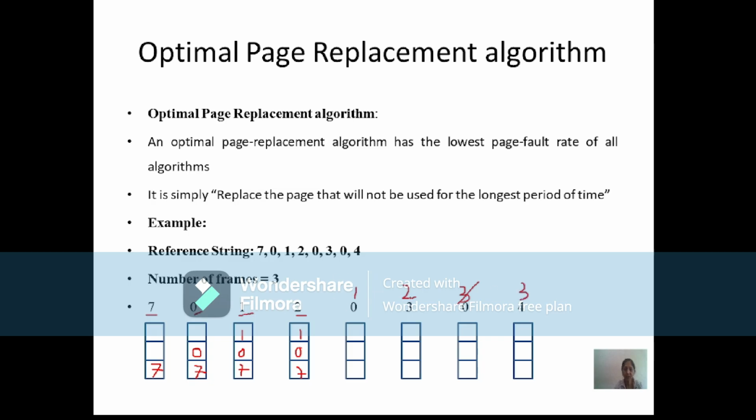So if we see the next steps, what is there? 0. That means I cannot replace 0 because I need it immediately. Next is 3, and 3 is not there in my frame. Next is 4, and 4 is also not there in my frame. So I know that 0 I need, and 1 and 7 are not needed. So we have page number 1, 0. But if you see the frames, we already have page number 0 in our frame. So there is no page fault.